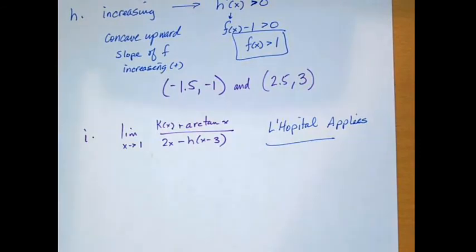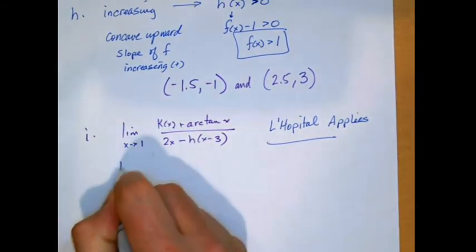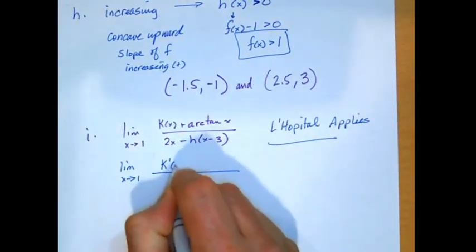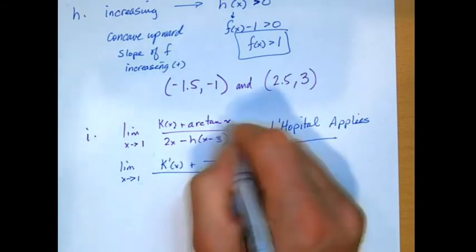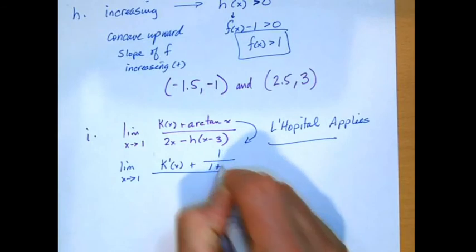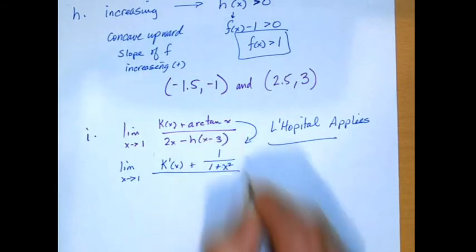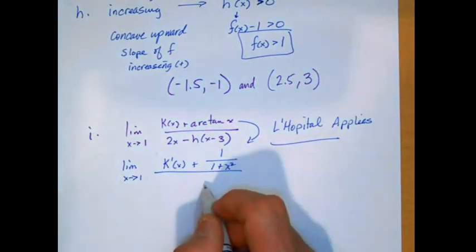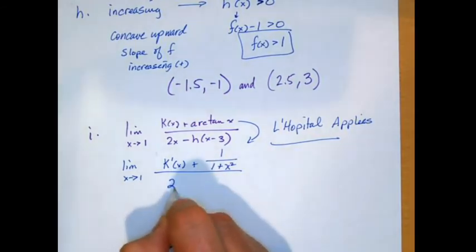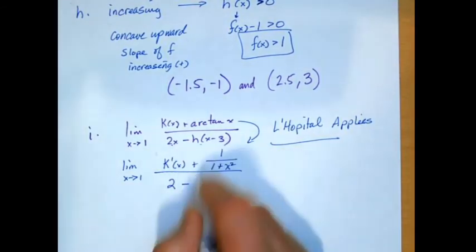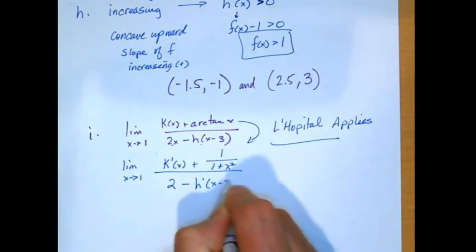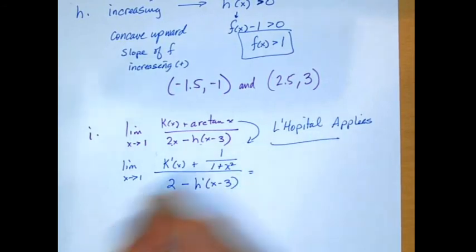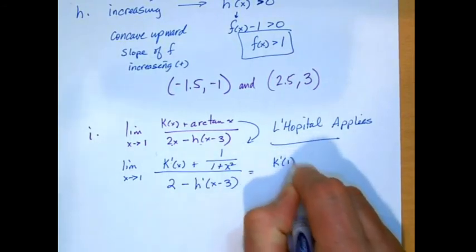Okay, so what we are going to do is take the derivative of the top, the numerator. The derivative of the numerator is k prime of x plus the derivative of arctan, which is one of those derivatives that should be on your little cheat sheet. And then on the bottom is going to be 2, because that's the derivative of 2x, minus h prime of x minus 3 times the derivative of this, which is 1, so that can leave. And then we're going to plug in 1 and see if that works.